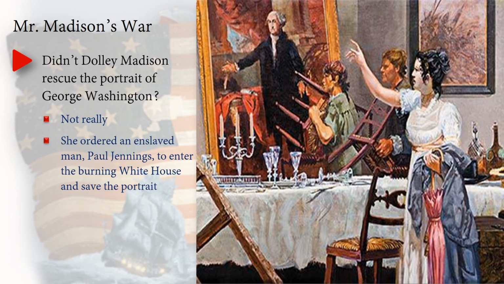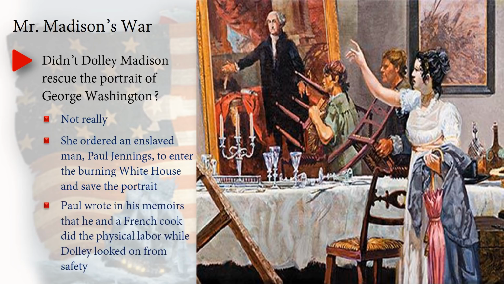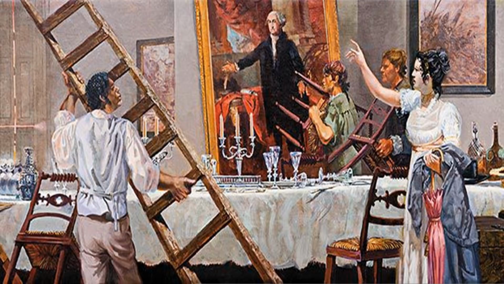What she did was she ordered an enslaved man, Paul Jennings, to enter the burning White House and save the portrait. And Paul Jennings was so worried because the portrait was actually bolted to the wall that he had to crack the frame in order to get it out, and he was worried that he would be punished for that. Paul, later on, he was a literate man, and wrote in his memoirs that he and a French cook did the physical labor while Dolly Madison looked on from safety. So, we can kind of add the rest of that story, right?